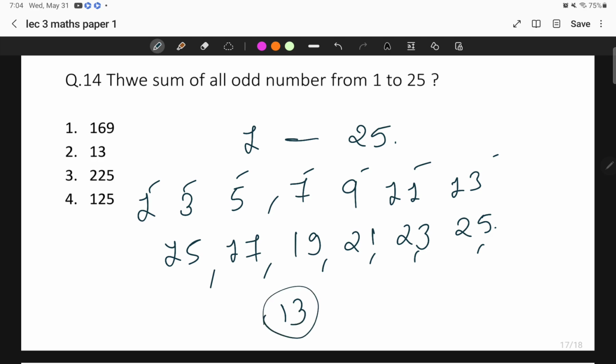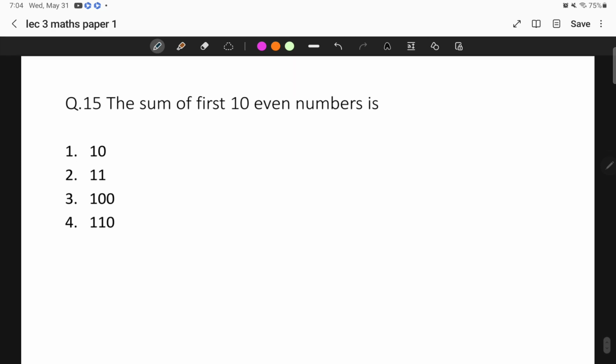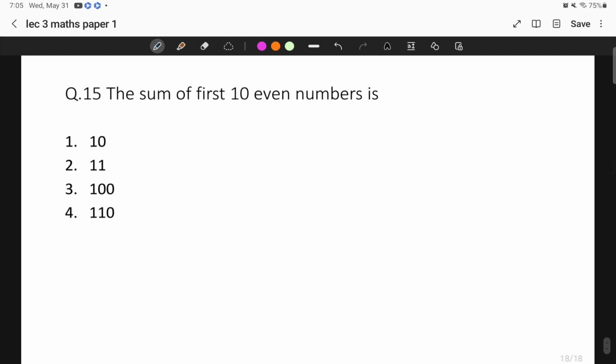They have mentioned the values from 1 to 25. From 1 to 25, how many odd numbers are there? 13. So the first 13 odd numbers' summation is going to be 13 square, which is equal to 169. So the answer is option number 1. Very simple question. But what if they ask us to find the sum of the first 10 even numbers?